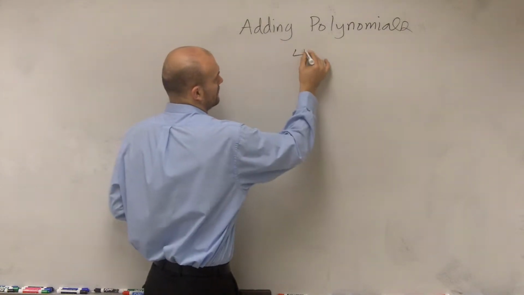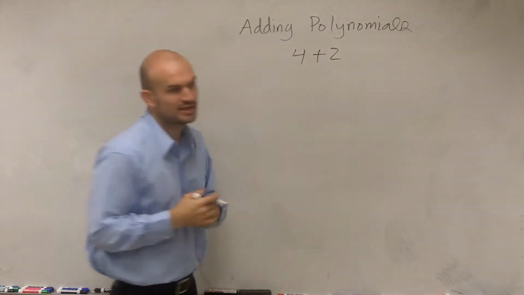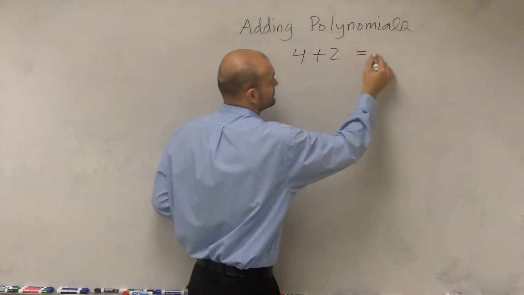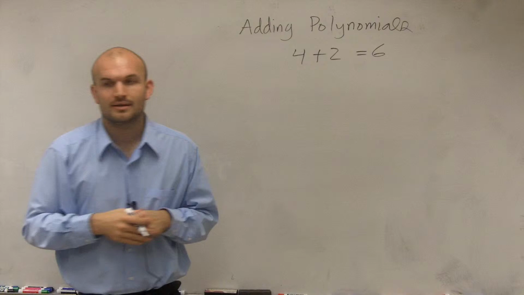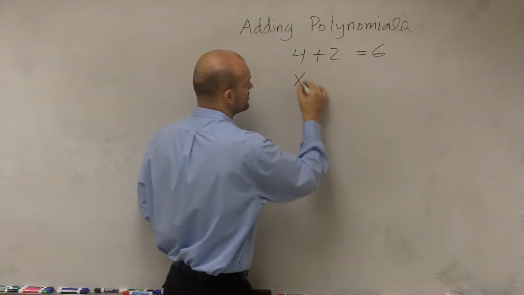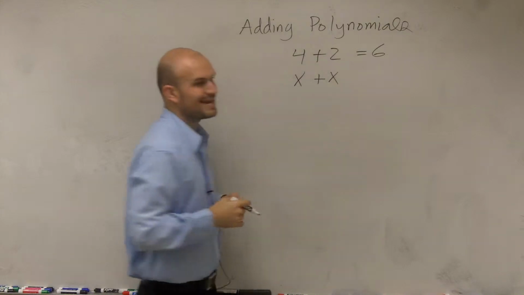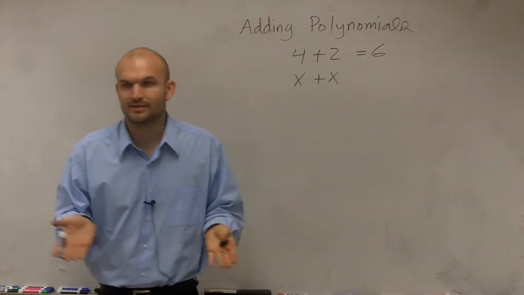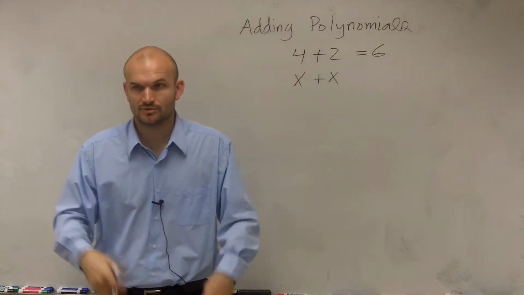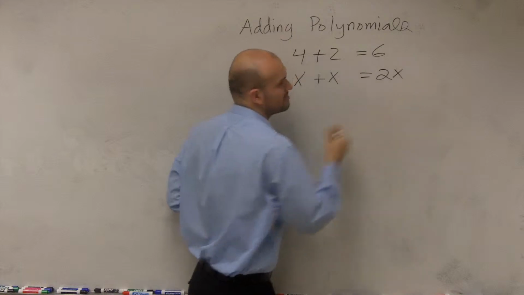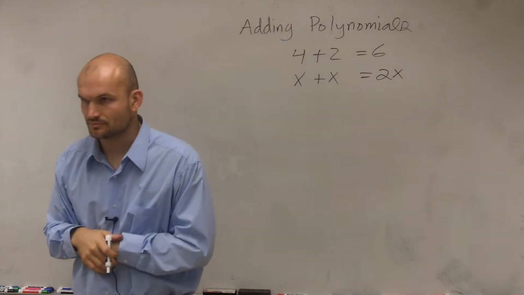So if I said 4 plus 2, you guys should be pretty used to it and say, oh, those are both numbers. We can add those up, right? 6. Now, the next thing is, let's look at when we talked about variables. If I said x plus x, we said, oh, those are both x's. So we always thought about that like one stick plus another stick equals 2 sticks, right? Those are the same terms. So we could say it's going to be 2x.